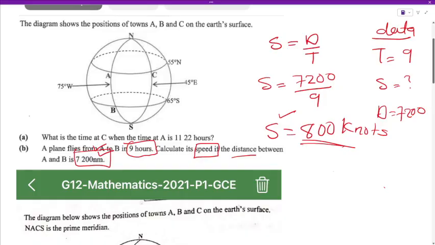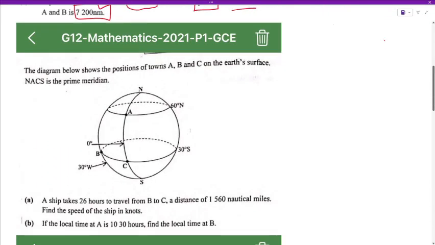We now come to question 2, which came from 2021 paper 1 GCE, and it says the diagram below shows the positions of towns A, B, and C on the Earth's surface. NACS is a prime meridian. This longitude here is the prime meridian, and they've even indicated a 0 here to say it is 0 degrees. The examiner here was lenient. If I was the one, I would just say it's a prime meridian, and I expect you to know that the prime meridian is always at 0 degrees. So that is that.